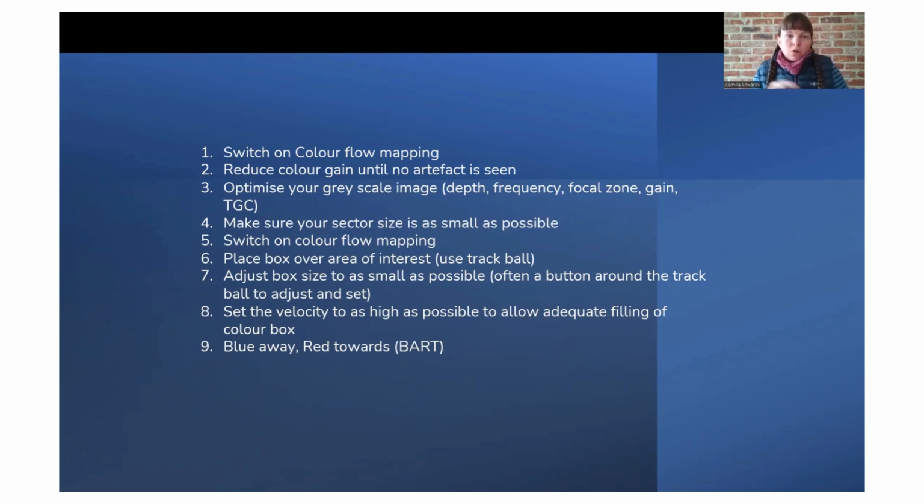The next thing you want to do is optimize your grayscale image like we've been doing. So first of all, for the area you're focused on, you want to think about your depth, frequency, focal zone, gain, time gain compensation. These are super, super important when you're thinking about color flow mapping, because you are asking a lot of your machine to be able to put that color flow mapping on. And it will really, really struggle if you've got far too much information.